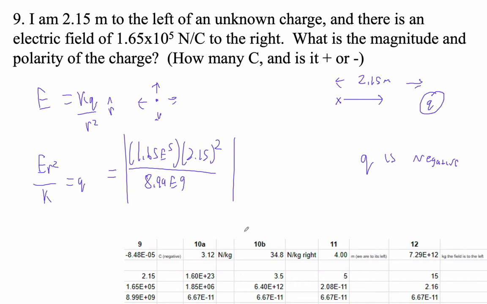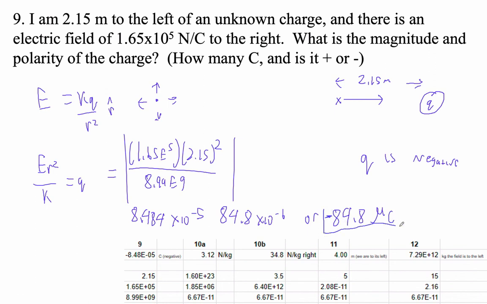E5 times 2.15 squared divided by, and I'm getting that it's 8.484 times 10 to the minus fifth, which, by the way, would be 84.8 times 10 to the minus sixth, or 84.8 microcoulombs. And it's a negative charge, so we would put a minus sign on there.